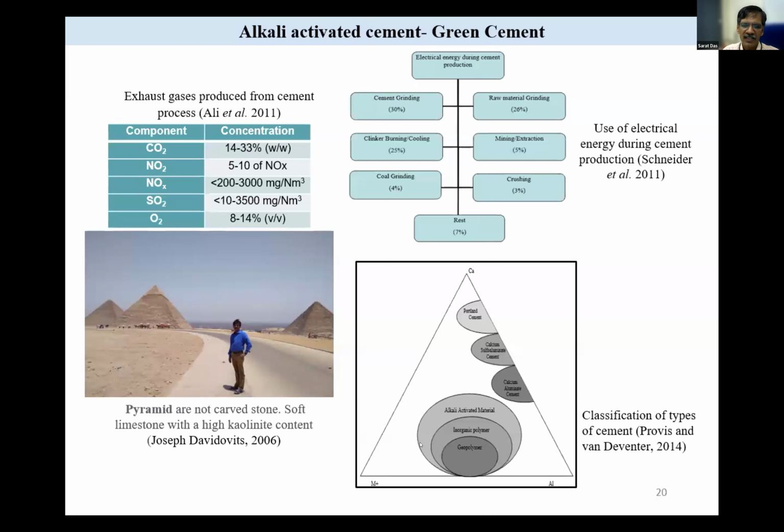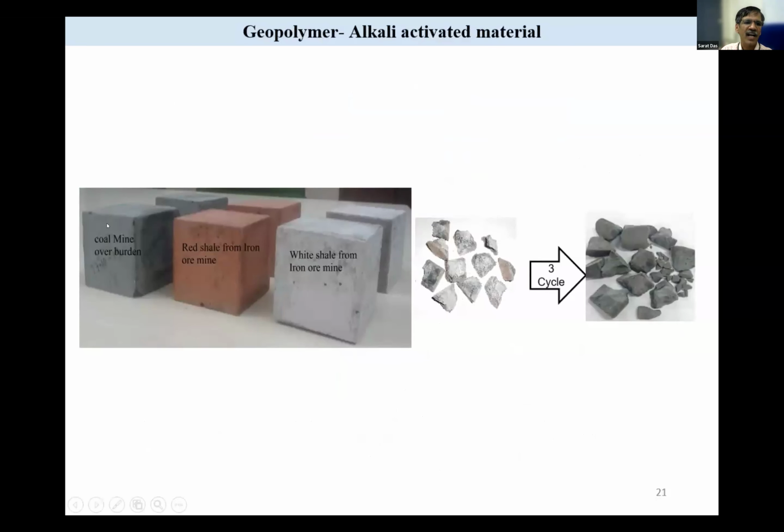So coming to industrial waste, based on the chemistry I have shown you, many industrial wastes have the potential to be precursors for alkali activated material, also called inorganic polymer or geopolymer. But there I need to characterize it, and here I have shown only 3 samples. Here you can make it like a mortar cube, as I have shown. I have also shown it like aggregate.